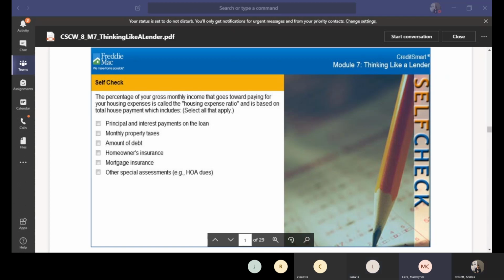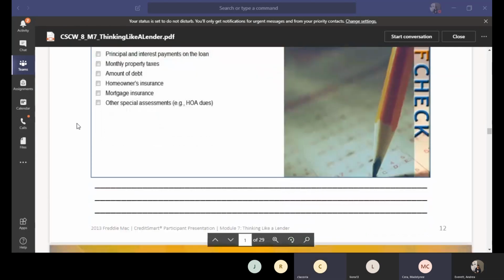So the only one that wasn't included was the amount of debt. The amount of debt you owe does not factor into the total house payment, but it factors into your debt to income ratio. The total house payments include principal and interest payments, monthly property taxes, homeowners insurance, mortgage insurance, and other special assessments such as HOA dues. Awesome. Good job, guys.